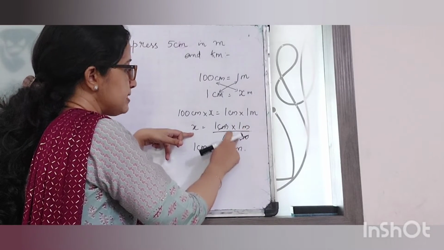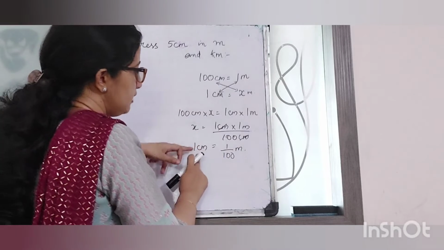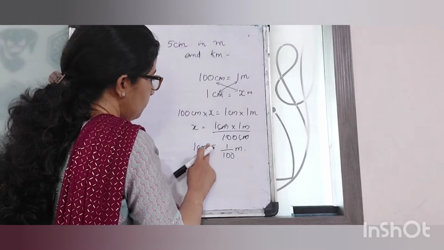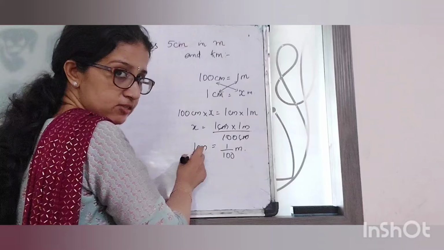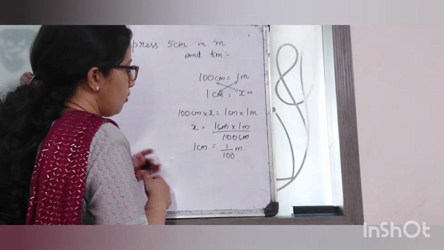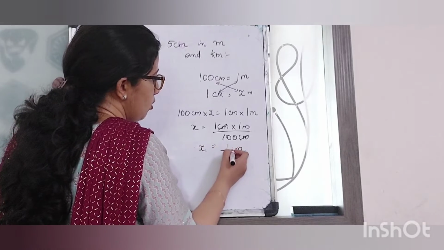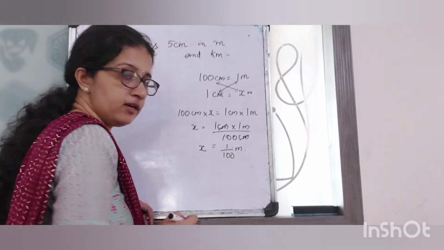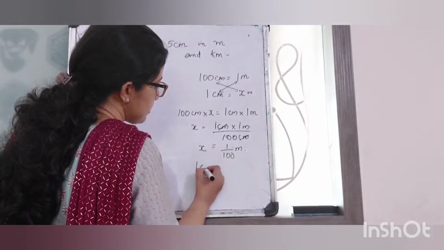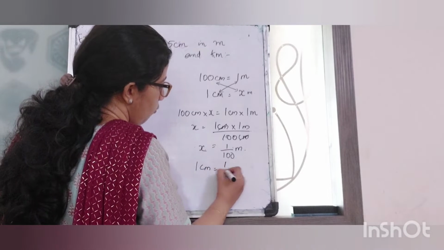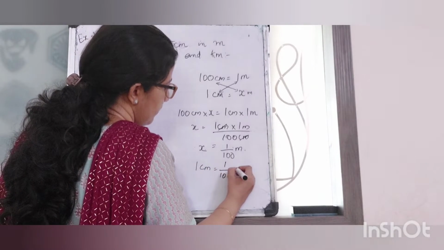If we cancel the centimeter, we will get x is equal to 1 by 100 meter. So we got the answer: 1 centimeter is equal to 1 by 100 meter.